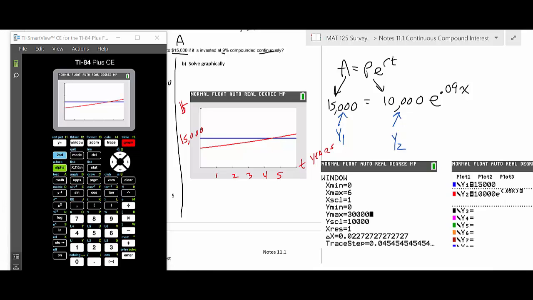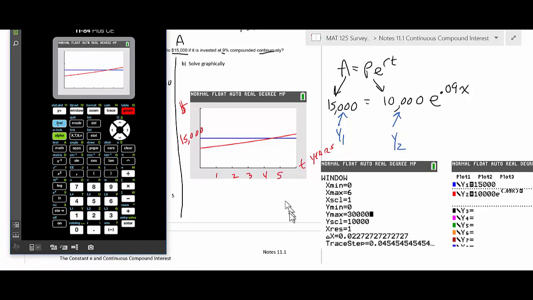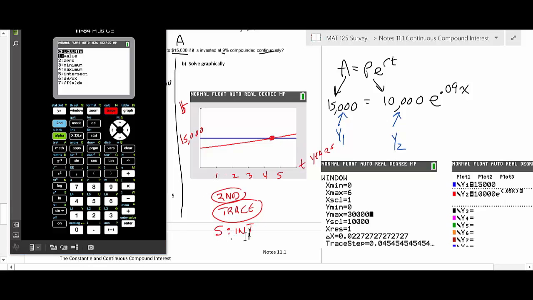Okay, now I've done an example before where you find an intersection point, right? I think I've done that at some point in this class. So the way you're going to do this, and you want to write the keystrokes if you need to, to find this intersection point, is you go second, then you do trace, then you will find an intersection button. So once you have your graph established, go second trace, then it's option 5, where you do intersect. So you can type 5 or just highlight it and then press enter. Got to do your keystrokes like that.